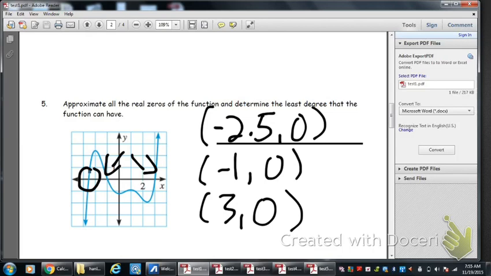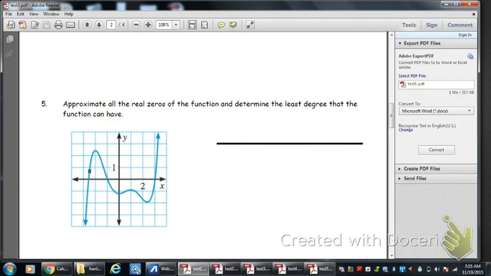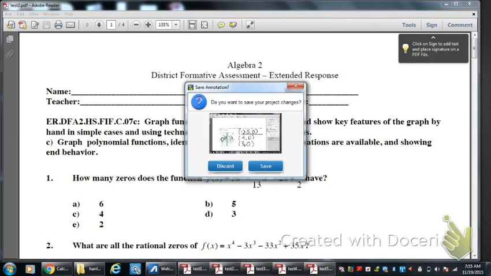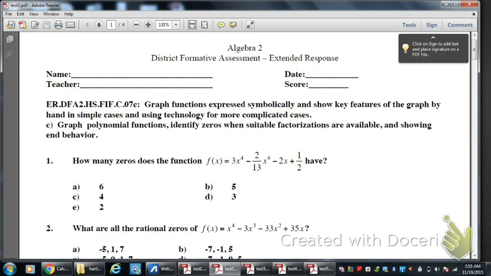Okay, so my point is that 2 or 3 out of these 5 you could have done in about 5 seconds. Okay, so that's it. A 0 is every time the graph crosses, and it's basically an x-intercept. Let's look at the next one. This one's a little tricky.